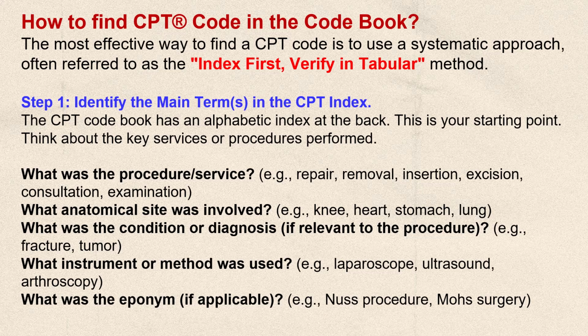Think about the key services or procedures performed. For example, what was the procedure or service? Examples: repair, removal, insertion, excision, consultation, examination. What anatomical site was involved? Examples: knee, heart, stomach, lung. What was the condition or diagnosis, if relevant to the procedure? Examples: fracture, tumor. What instrument or method was used? Examples: laparoscope, ultrasound, arthroscopy. And what was the eponym, if applicable? For example, Nissen procedure, Mohs surgery.